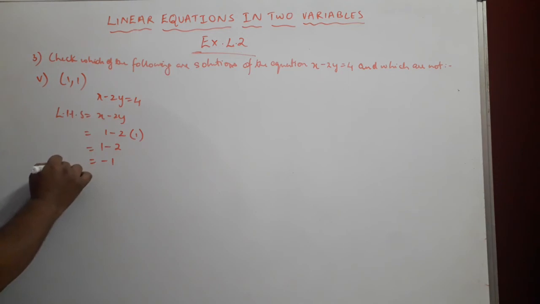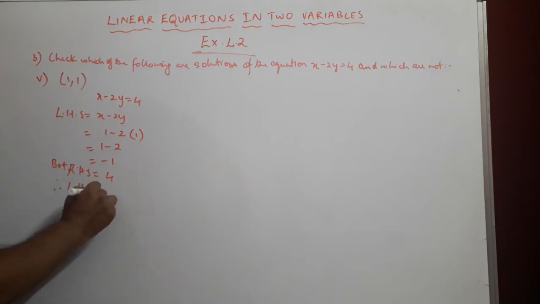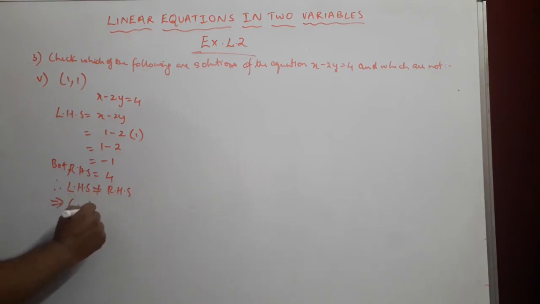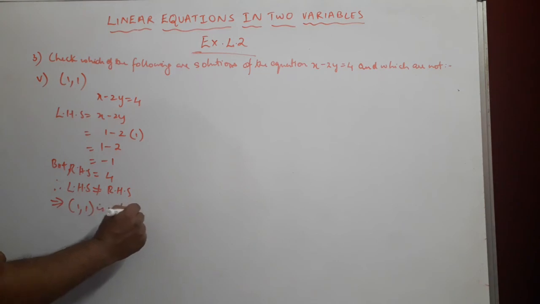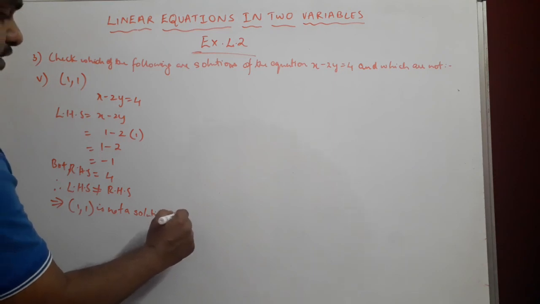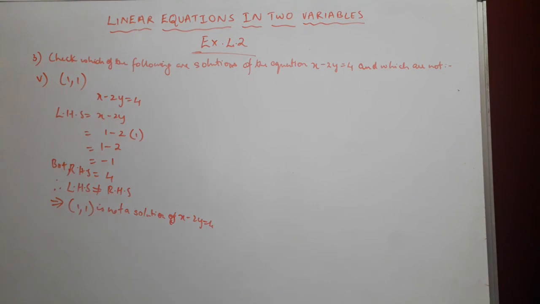But our right hand side is equal to 4. So we can say therefore LHS is not equal to RHS, and this implies that (1, 1) is not a solution of the equation x minus 2y equal to 4. Okay, so we managed to find just one that is a solution of the given equation. The remaining 4 were not a solution of x minus 2y equal to 4. With this we complete question number 3.